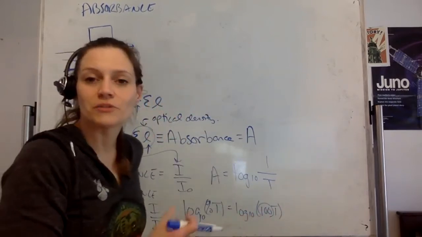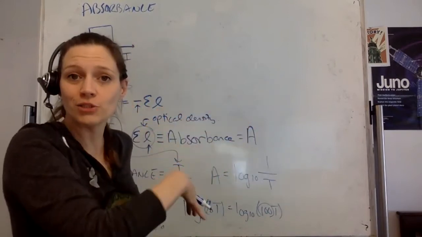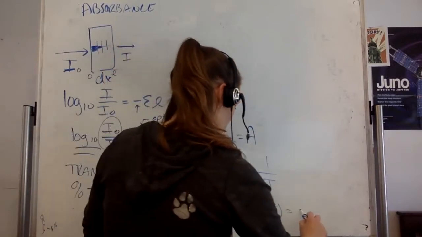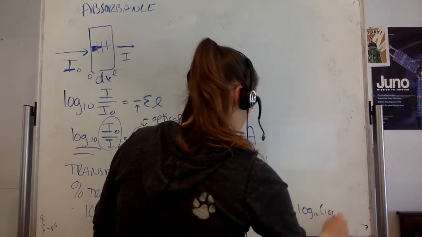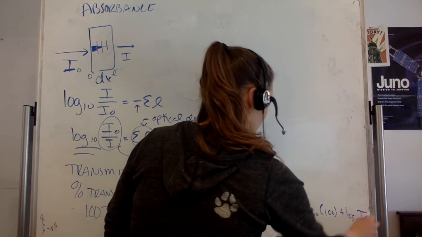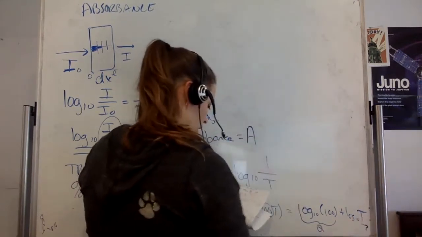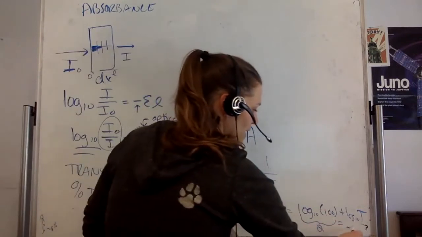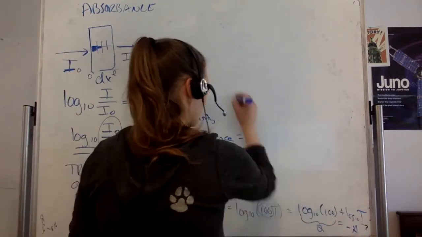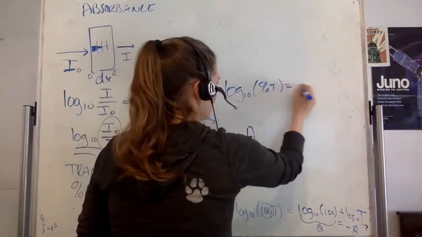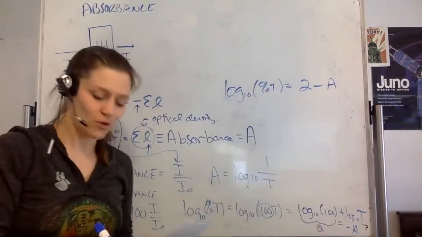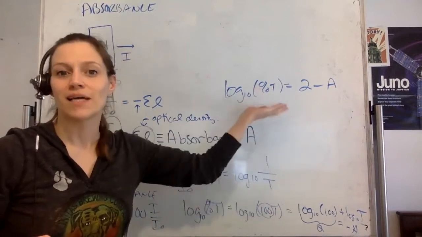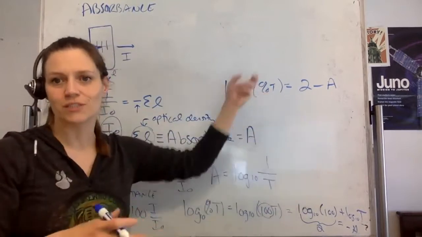A lot of times in absorbance measurements, there's this infamous 2 hanging around, and you either add 2 or subtract 2. This is where that comes from. Log base 10 of 100 plus log base 10 of T. This is equal to 2, and log base 10 of T, or log base 10 of 1 over T, is minus A. So log base 10 of percent transmittance is equal to 2 minus the absorbance. Go team. If you do have some of our spectrometers and you see some weird 2 minus something, that's why: you're looking at the log base 10 value of your percent transmission.